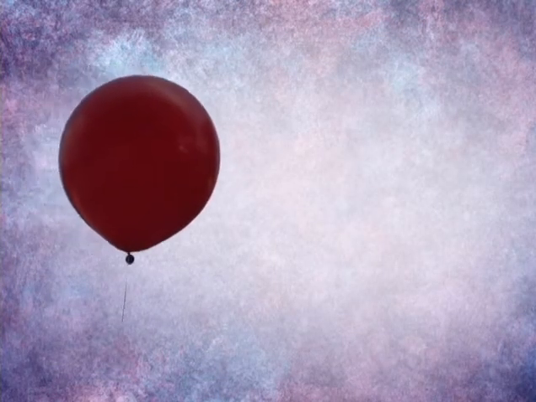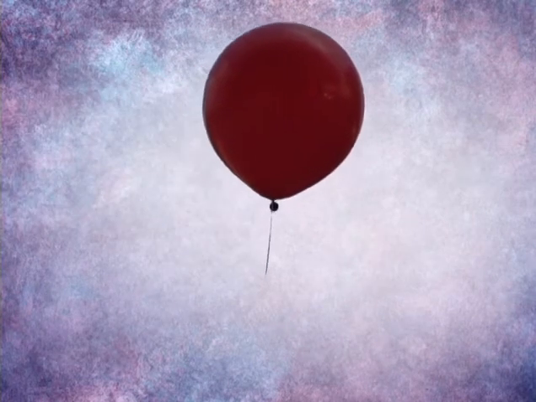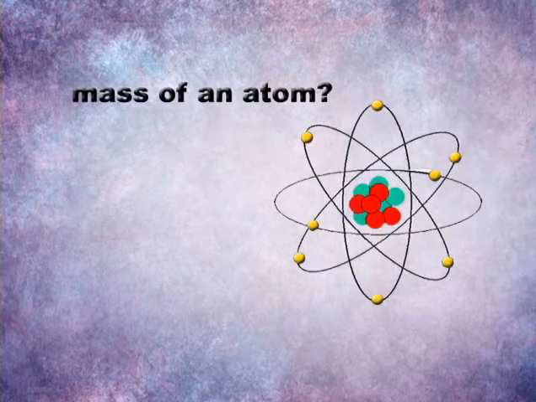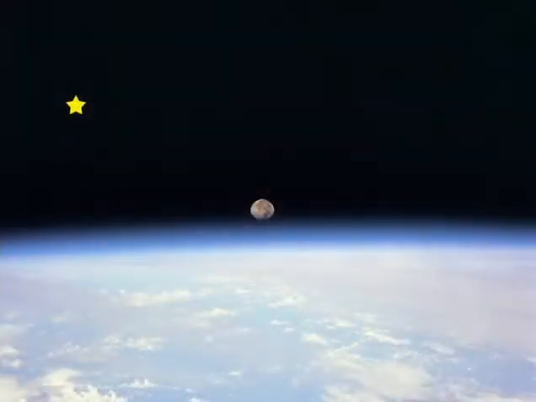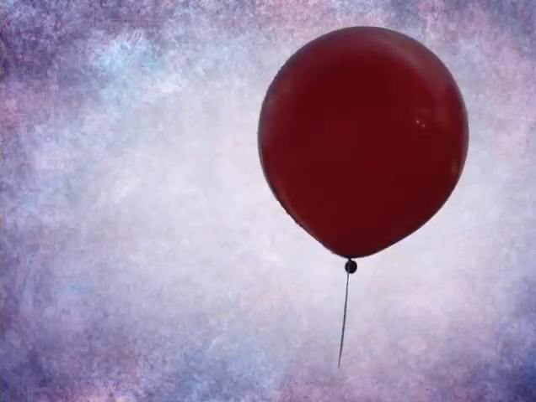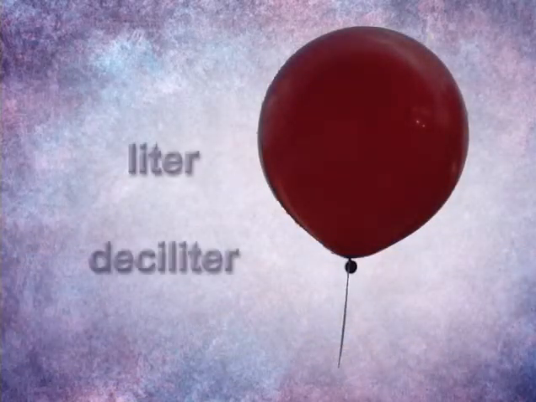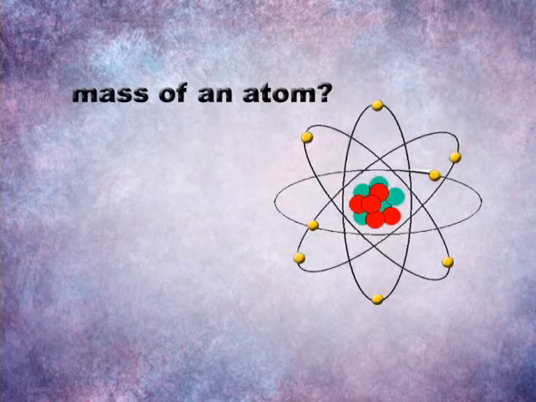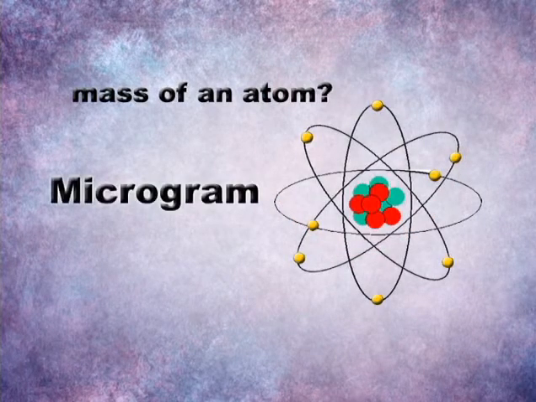What would be the most appropriate unit to measure the volume of air in a balloon? How about the mass of a single atom? How about the time it takes light to reach the Earth from the nearest star? To measure the volume of air in a balloon, you probably went with the liter or the deciliter. To measure the mass of a single atom, you should have chosen the microgram.